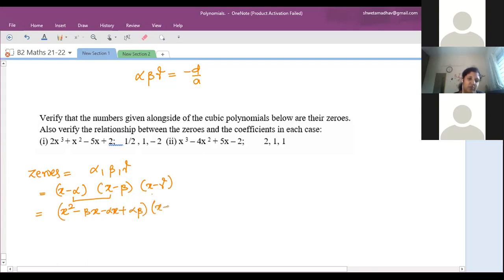Ma'am, why are we doing this? No, this is not the question. I'm explaining how that relation, alpha plus beta plus gamma, alpha beta, beta gamma, came from. Okay, okay.